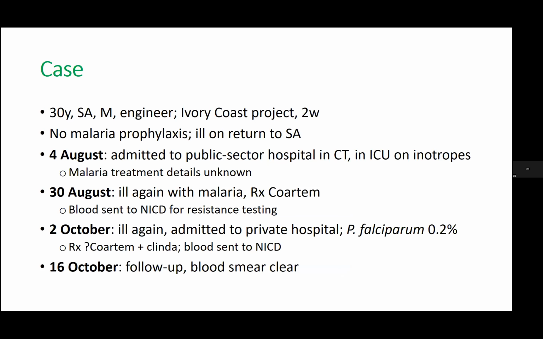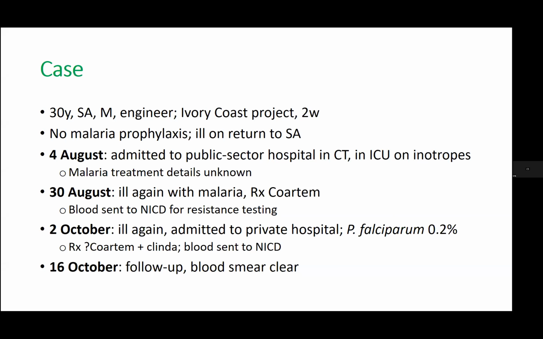So here we have a case which was referred to Professor Freen and us at the Parasitology Reference Lab. The patient was a young male in his 30s, an engineer who left South Africa to work on a project in the Ivory Coast. He was there for a 2-week stay and no malaria prophylaxis was taken, and he fell ill upon return to South Africa. On the 4th of August, he was admitted to a public sector hospital in Cape Town. And at one point, there was a history of him having received inotropes in ICU for severe illness. He subsequently improved and was discharged, but more details of the admission are unknown.